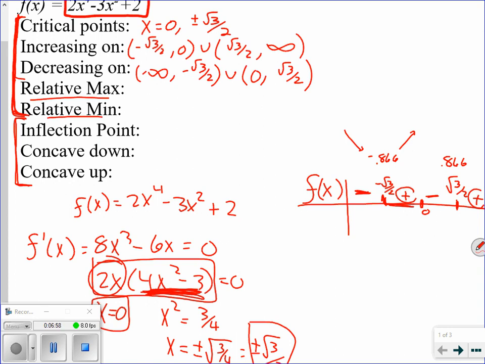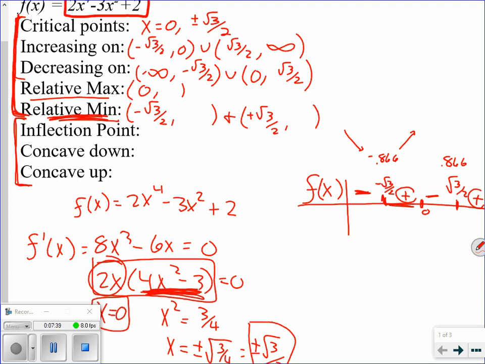So we have a relative minimum, okay, at the point negative root 3 over 2. And we'll figure out that y value in just a second. Okay. At 0, it's going from positive to negative, so that's the opposite. That's going to be a maximum. It's going from increasing to decreasing, so that's a maximum value. So we have a point at 0, and again, we'll find that y value in a second. And lastly, it's going negative to positive, so again, that value right there is going to be a minimum. Oops, and that's positive.